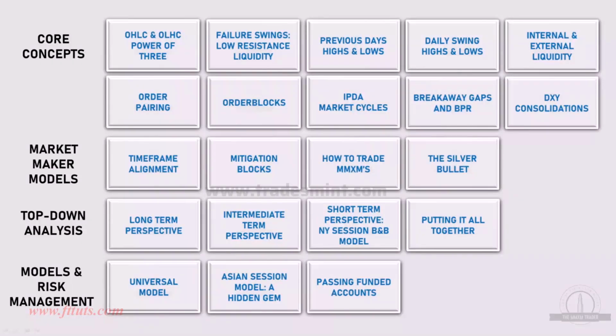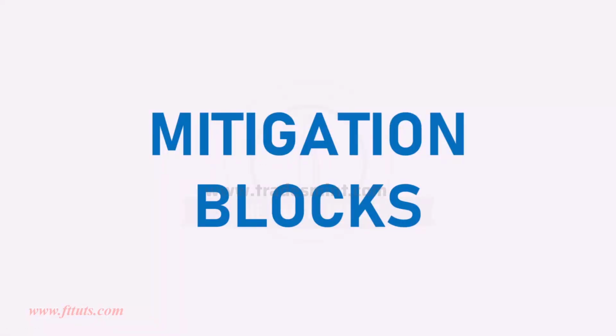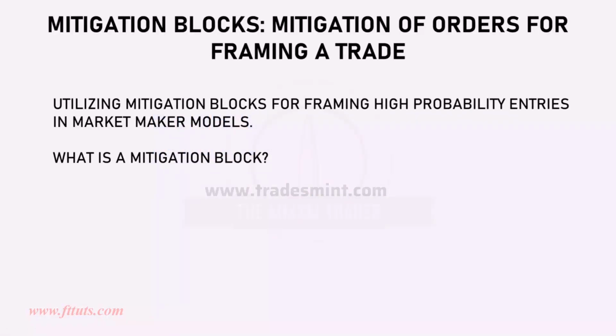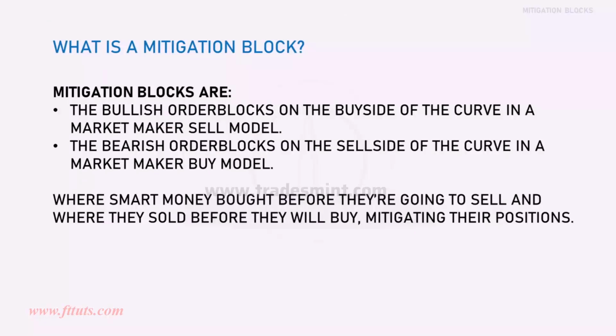So now that we went over time frame alignment, let's move on to mitigation blocks. So what is a mitigation block? Mitigation blocks are the bullish order blocks on the buy side of the curve in a market maker sell model, and the bearish order blocks on the sell side of the curve in a market maker buy model.